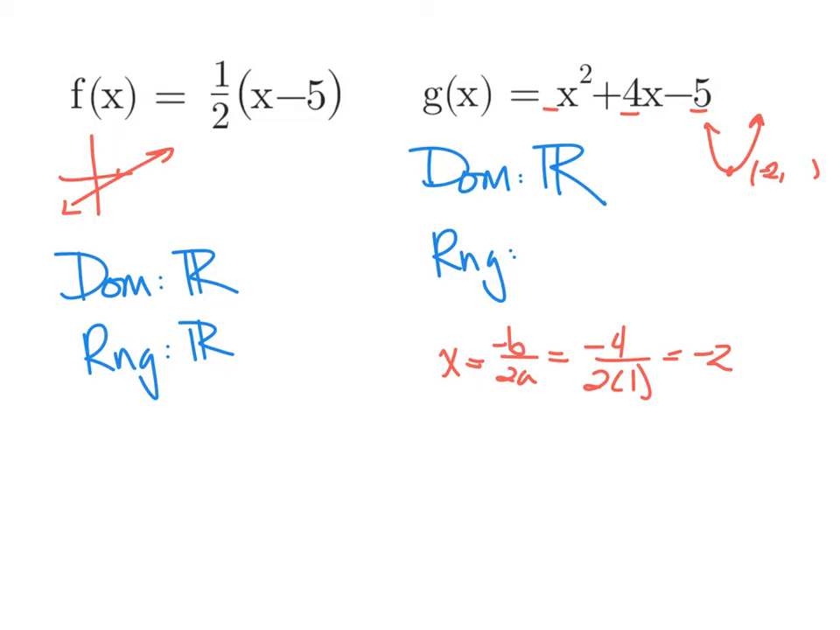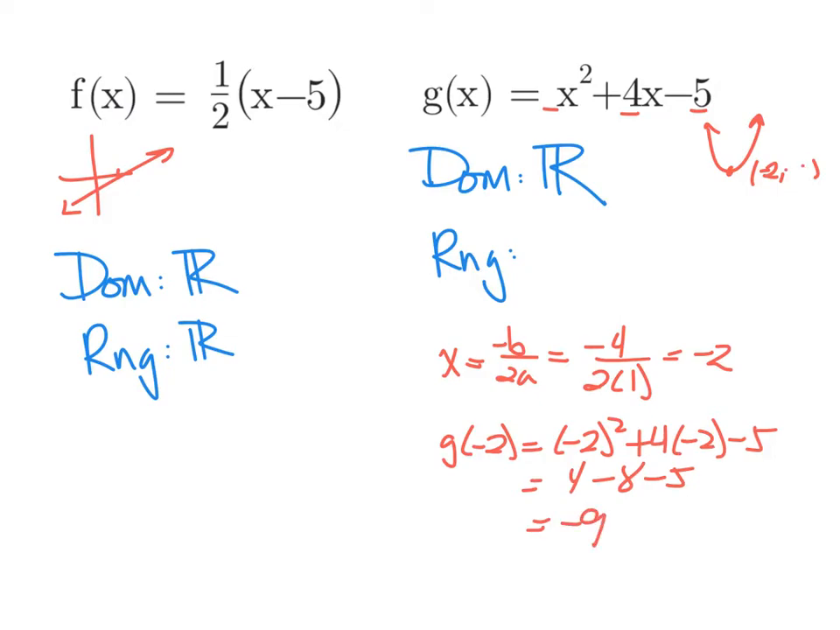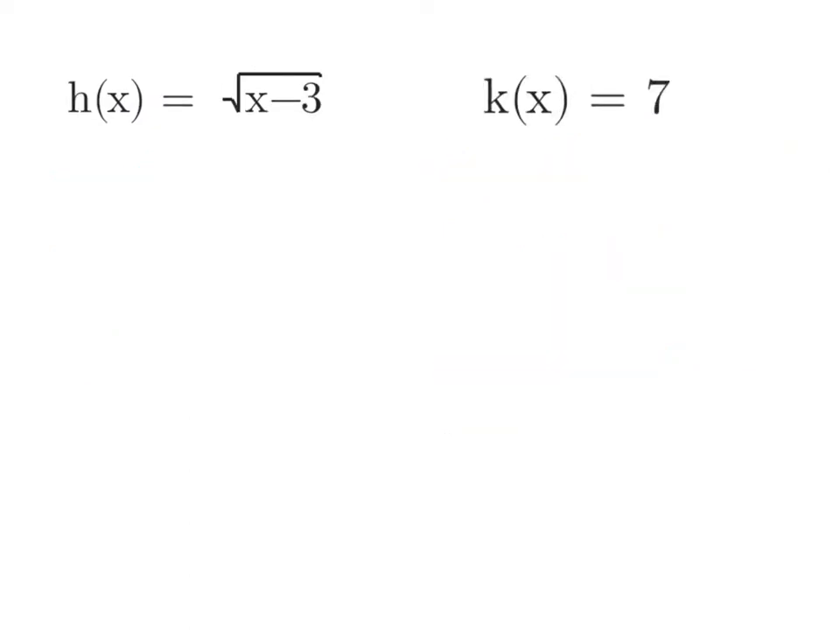To find the y-coordinate, though, we just take -2 and plug it in. So g of -2 is going to be -2 squared plus 4 times -2 minus 5. So 4 minus 8 minus 5, that looks like -9 for our y-coordinate. So we can say that our range, being the outputs, and technically in this case, since we know it's g, we could say g of x is going to be greater than or equal to -9.